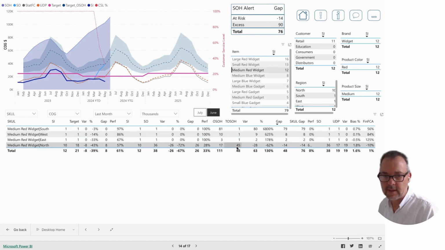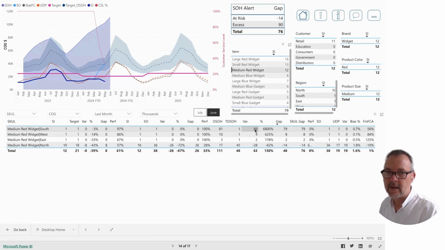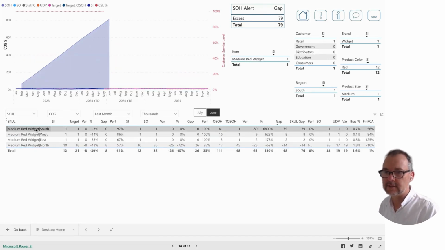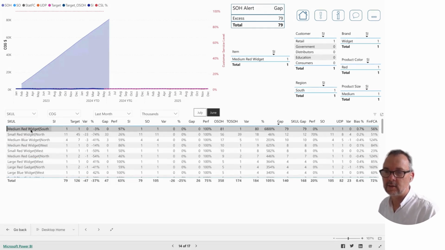But if we go to the bottom here, we can see that our opening stock on hand was $17,000 for medium red widgets in the north, and we should have had $45,000 worth of stock. So we can see that we're understocked here in the north and we're overstocked in the south. Let's look at these individually. Looking at medium red widgets in the south, indeed we have so much stock that we've got $80,000 worth. You don't even notice the sales at the bottom, which is around the $1,000 mark. So obviously a ridiculously excessive amount of stock there.